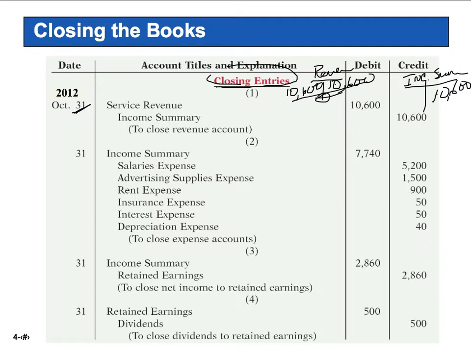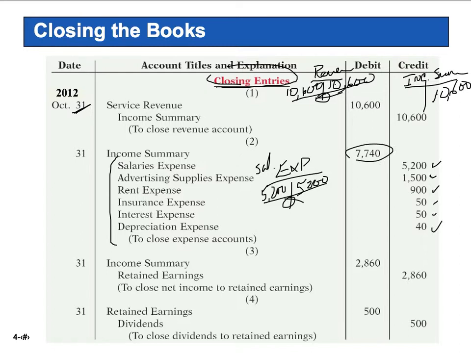So that's step 1. Step 2 is I close all these expense accounts, which means I bring them to 0 balance. Of course, salaries expense, all these expense accounts have debit balances, $5,200 for salaries, if this was salaries. So by posting this credit, $5,200, I close this expense account. I do the same for each one of these. And I transfer that total debit to income summary, $7,740.